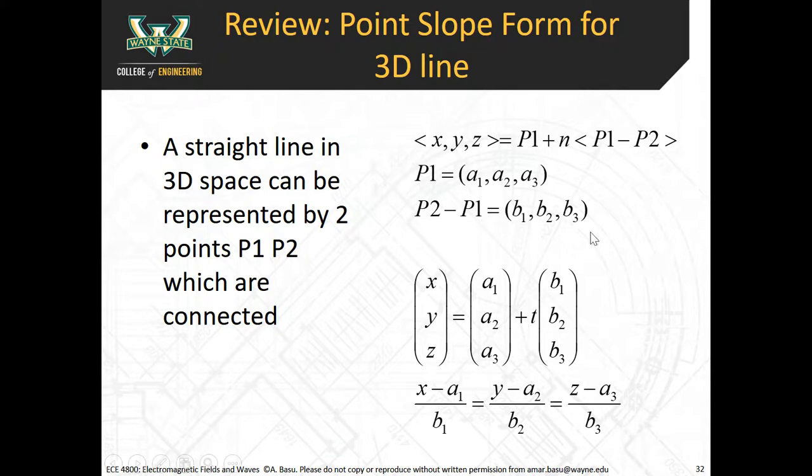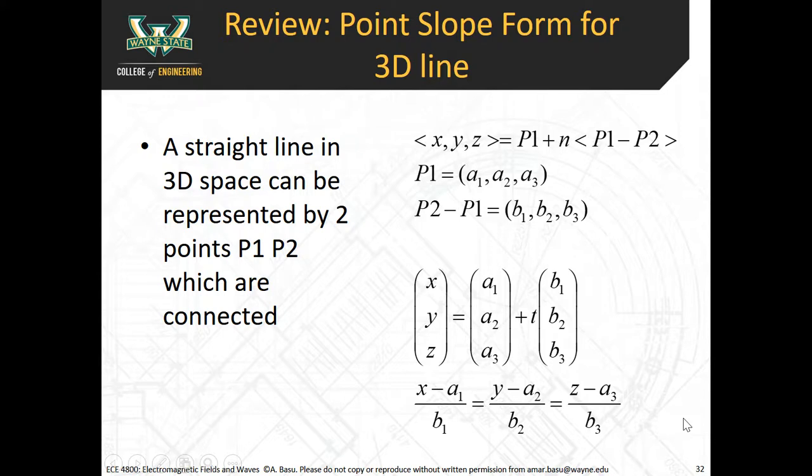First of all is the vector between P2 and P1. If you want to get from P1 to P2, you subtract P1 from P2, and then you set that equal to (b1, b2, b3). Then the equation for the line ends up being x is equal to a1 plus t times b1, y is equal to a2 plus t times b2, z is equal to a3 plus t times b3.